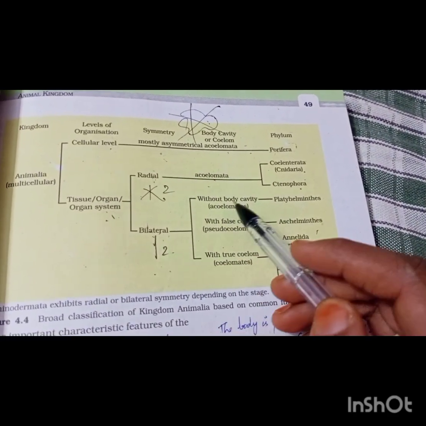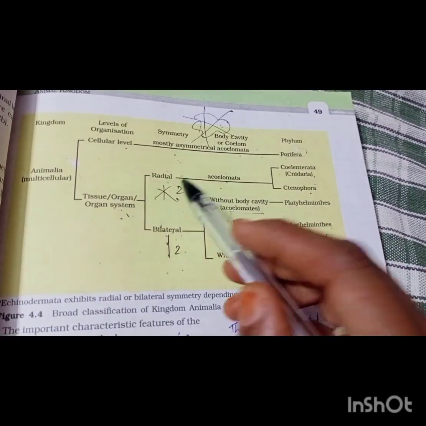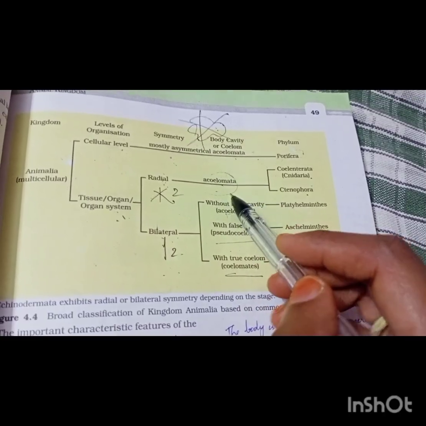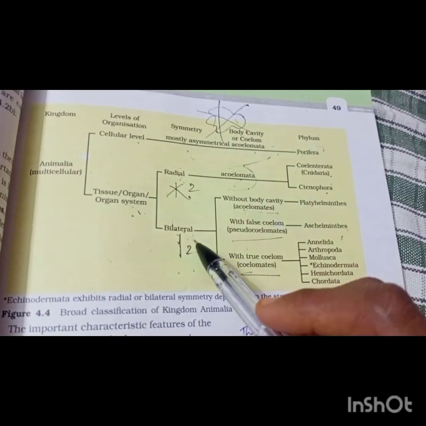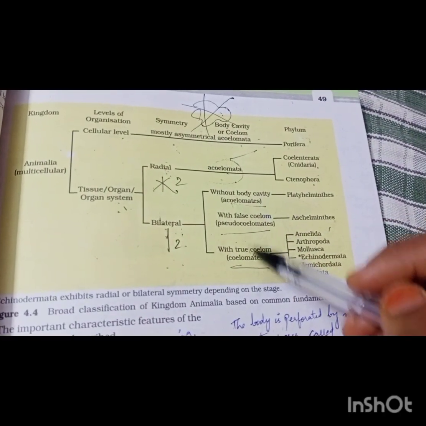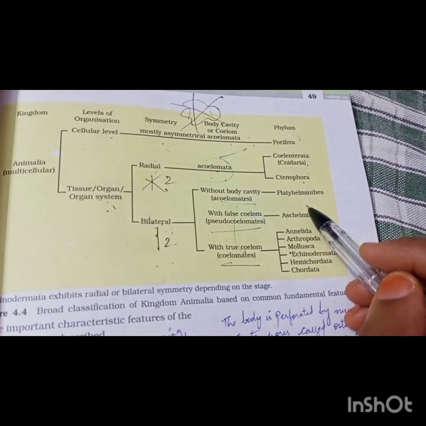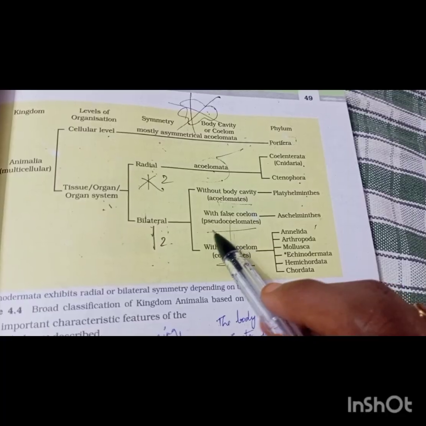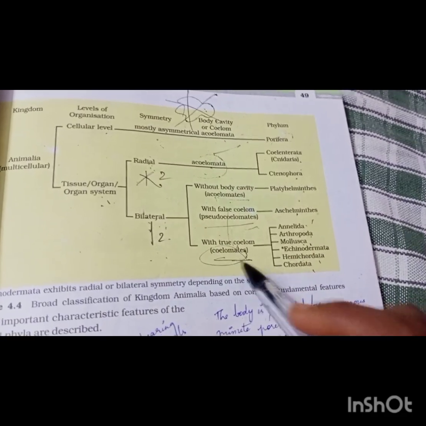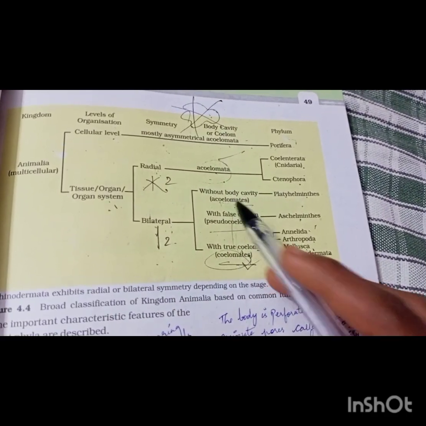In the case of bilateral symmetry, acoelomates, pseudocoelomates and coelomates are all there. Radial means only acoelomate will be there, that is coelom will be absent. But in the case of bilateral symmetry, all the three categories of the coelom will be there. Accordingly, acoelomates example is platyhelminthes, pseudocoelomates is aschelminthes, coelomates are Annelida, Arthropoda, Mollusca, Echinodermata, Hemichordata, Chordata. This means coelomate is the advanced one compared to these other two.